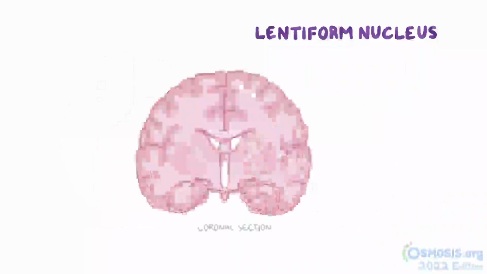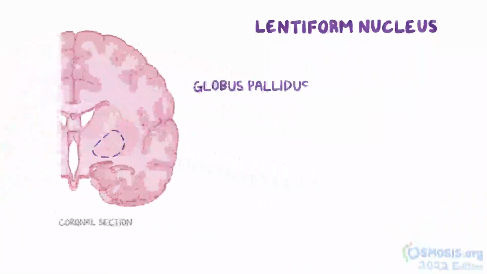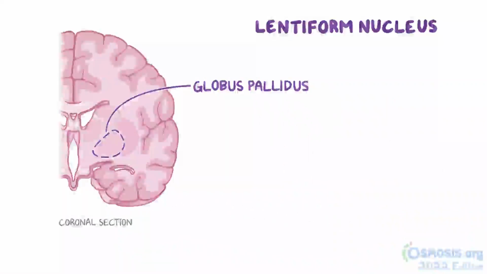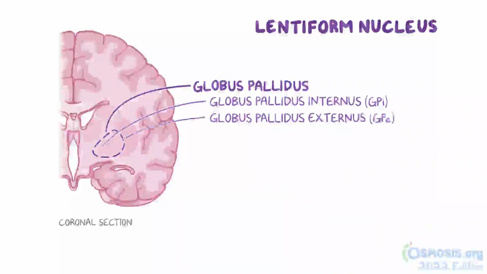First, the most medially positioned nucleus is the globus pallidus, which has a lighter appearance because it contains more myelinated nerve fibers. The globus pallidus is further divided by a sheet of white matter into the globus pallidus internus, lateral to the internal capsule, and the globus pallidus externus, which is medial to the putamen. The putamen is the most lateral of the lentiform nuclei and has a darker appearance. It's positioned lateral to the globus pallidus externus and medial to the external capsule.